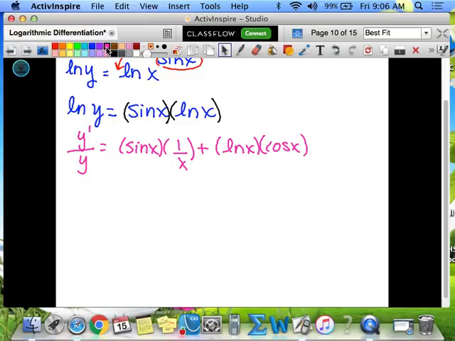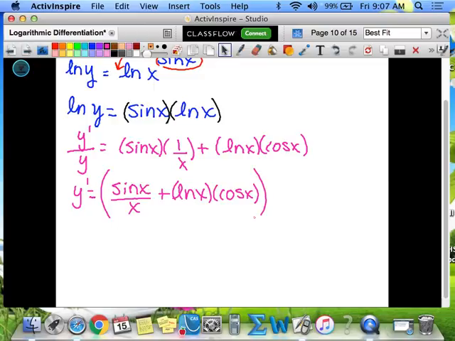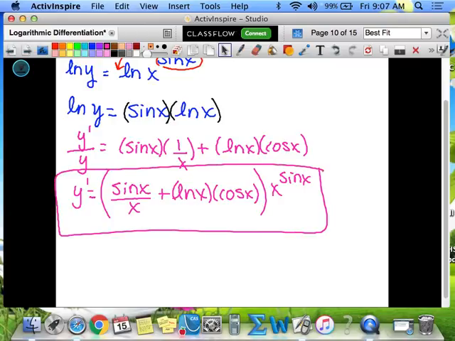Okay, so y prime equals sine of x over x, which is only 1 if we're doing a limit as x approaches 0, so don't mark it up. Plus, that stuff just kind of lines up, right? Times y, which was the original problem. That's only the limit as x approaches 0 of that.